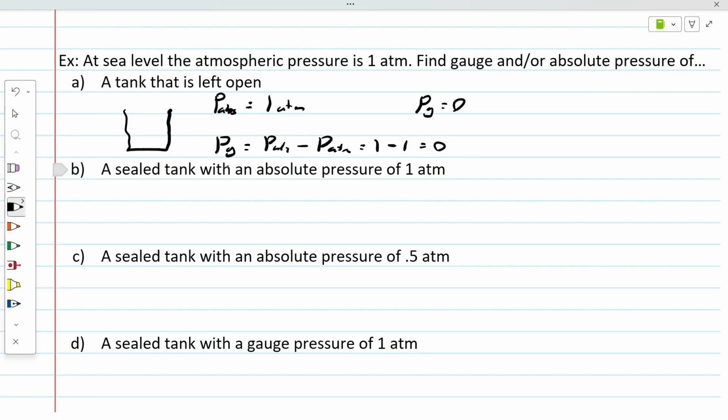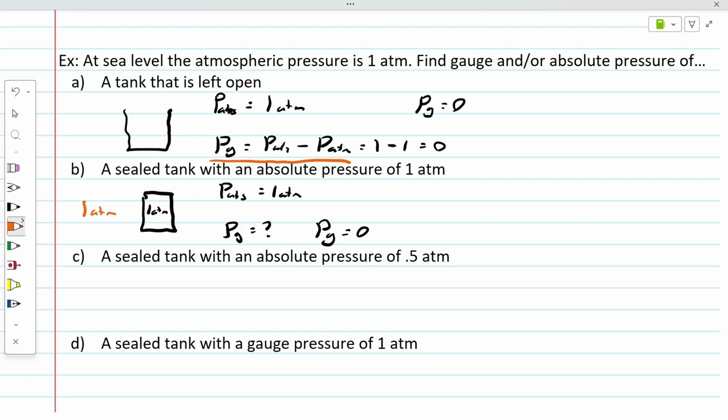Okay, so now we have a sealed tank with an absolute pressure of 1 atm. So in this case we have a tank, but this time it's sealed off and we have 1 atm of pressure inside. So we already know the absolute is 1 atm, that's what we were given. So what is this gauge pressure? Well, we can use this exact same equation up here. The gauge equals absolute minus atm. Atm still equals 1, so the gauge pressure in this case is also going to be 0. Just because it's sealed, it still has the same pressure inside as outside. Outside also has 1 atm. That's like if you had a water bottle, you opened it up, and then you closed it. The water bottle has the same pressure inside as we do on the air outside. So it's the same amount of pressure, so the gauge pressure is 0.